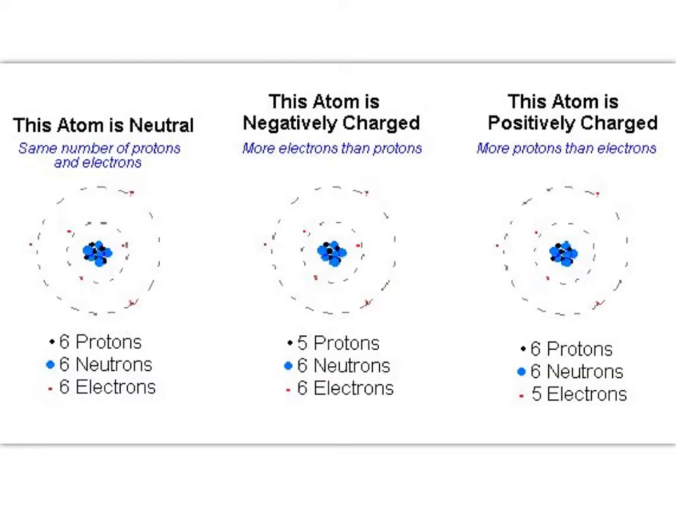So in addition to that, we also look at what are called ions. And ions are where protons do not equal electrons, okay? So in this case here, this is a neutral atom, okay? Because protons are equal to electrons.